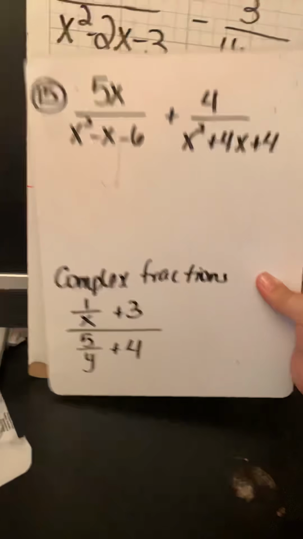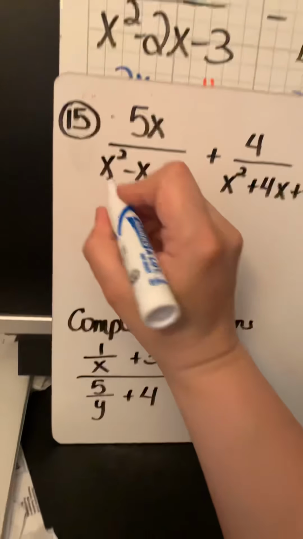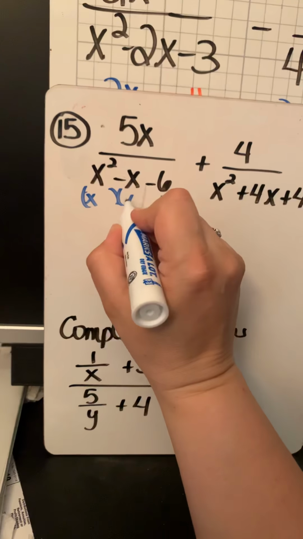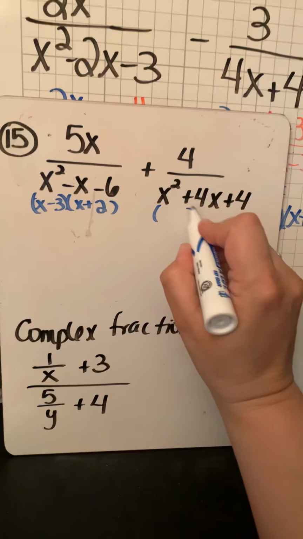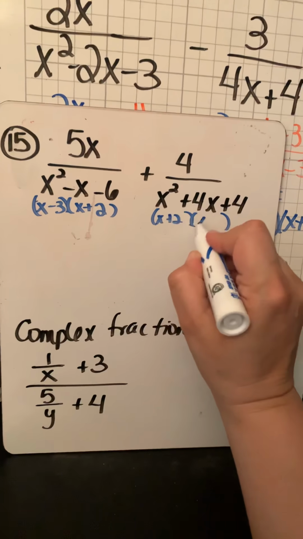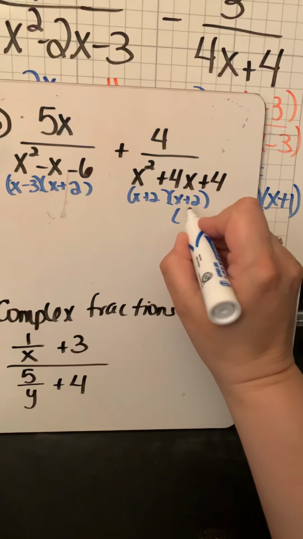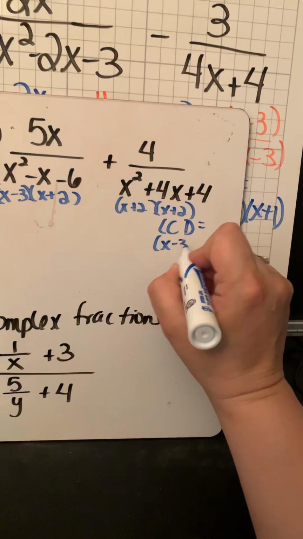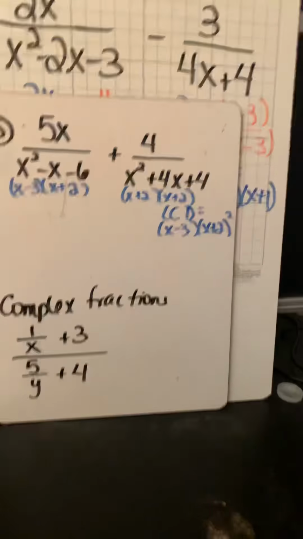Okay, let's do another one. So this one here, I'm going to go ahead and factor it. So we've got an x minus 3, x plus 2, and over here, x plus 2, x plus 2. So now we got an x plus 2 squared. So my LCD, there's no front number. Okay, so I know I've got an x minus 3. What else? An x plus 2 squared, because I've got two of them.